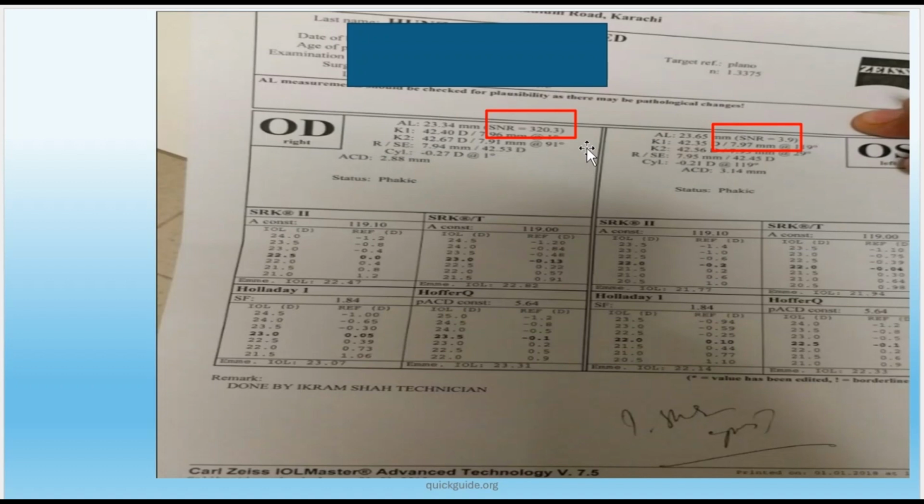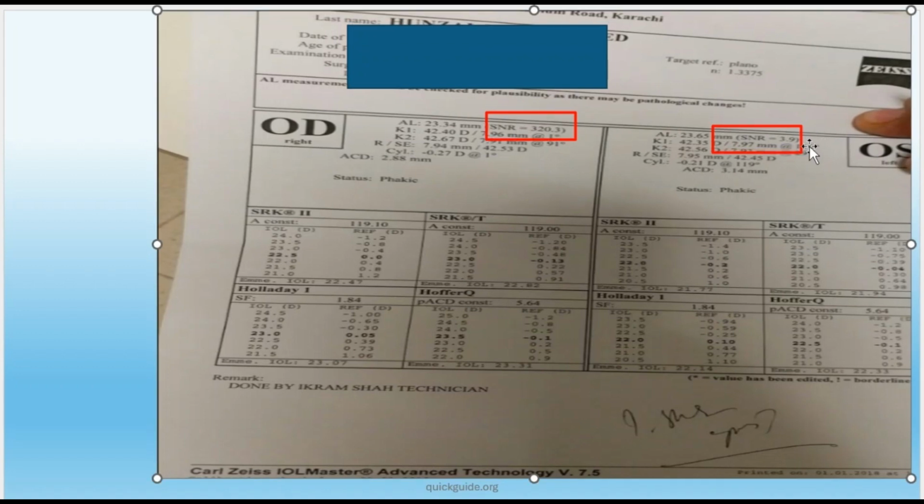And if you had an old IOLMaster 500, that gave you an SNR value, which is the signal to noise ratio. And signal to noise ratio, I think, is available also in the Tomey optical biometry machine. Too low a signal to noise ratio means you may have to do the biometry again, or you have to look into the reason why the signal to noise ratio was so low. In certain cataracts, the signal to noise ratio may be low, so you may want to do the immersion biometry again, rather than depending just on the optical biometry.